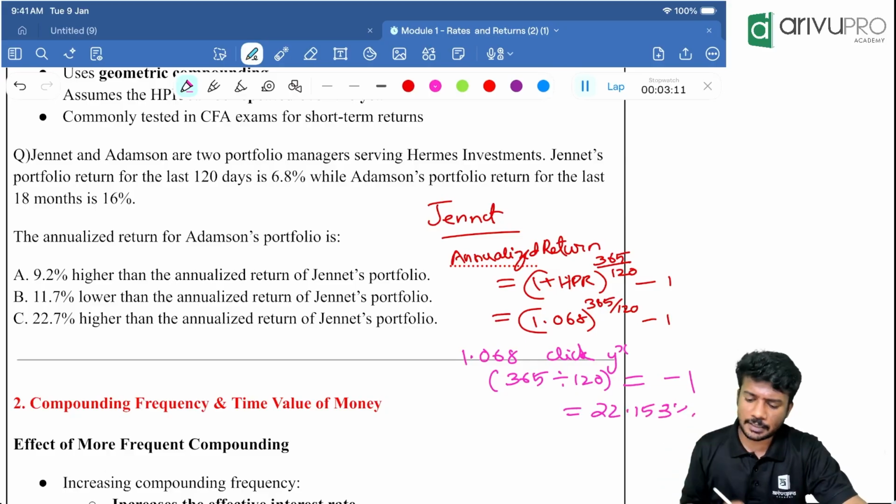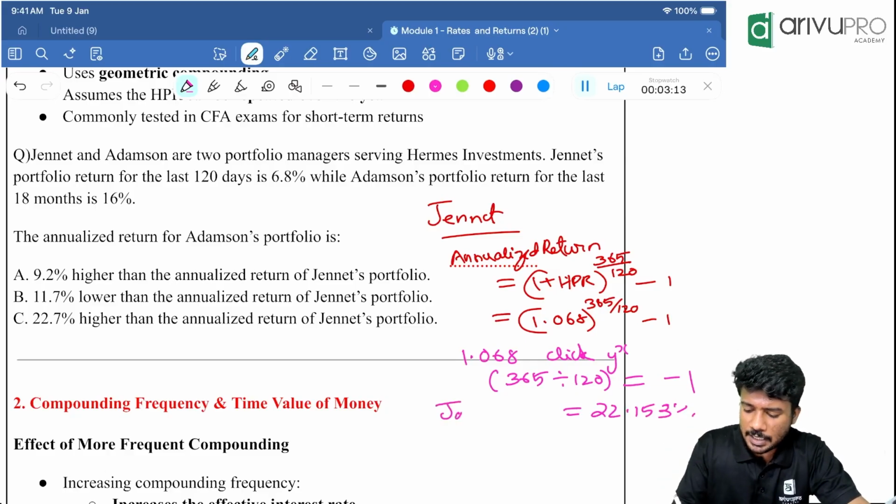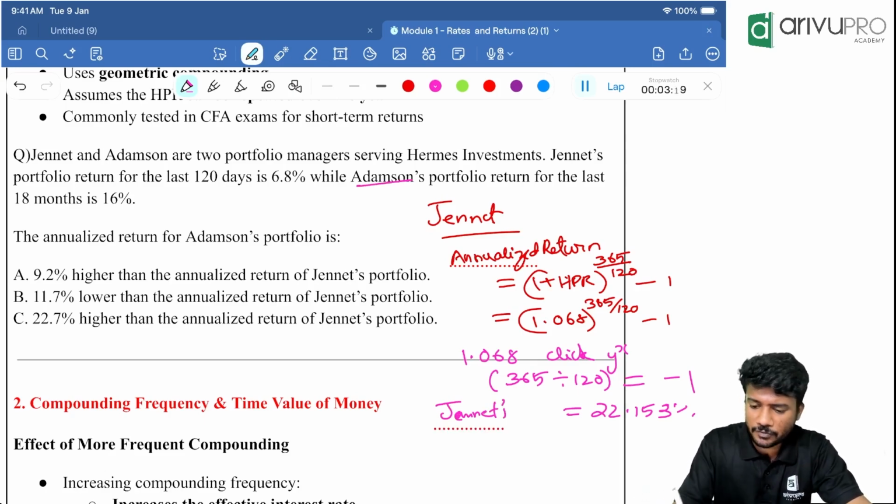22.153%. Let it be like that. That is Janet's. Okay, Janet's. Then we will find whose? Adamson's. Adamson's, how will you find? Same method.